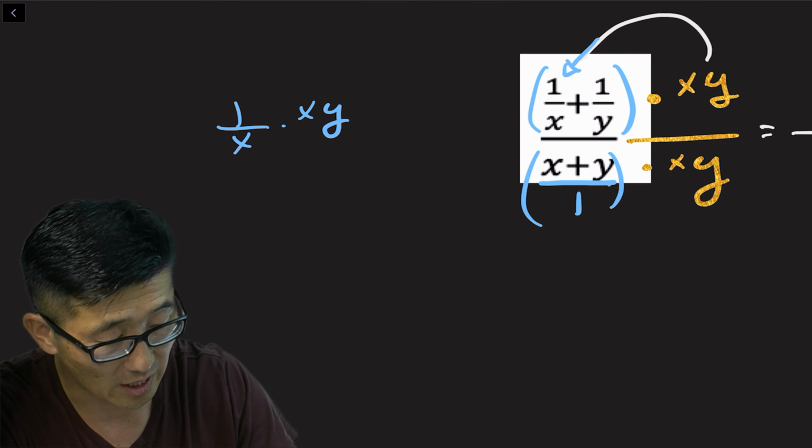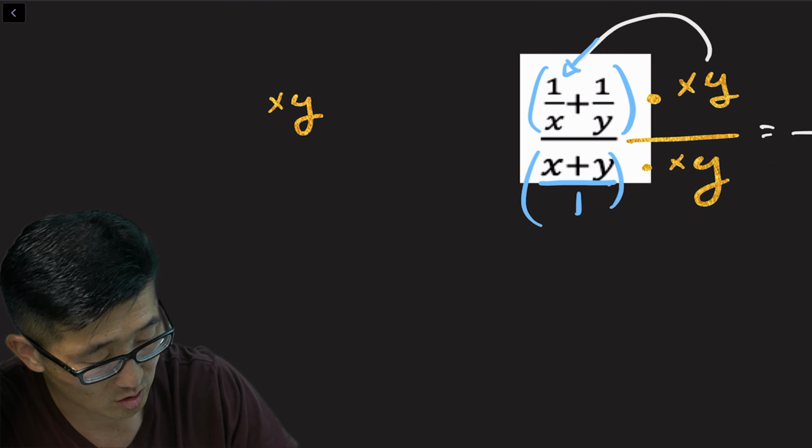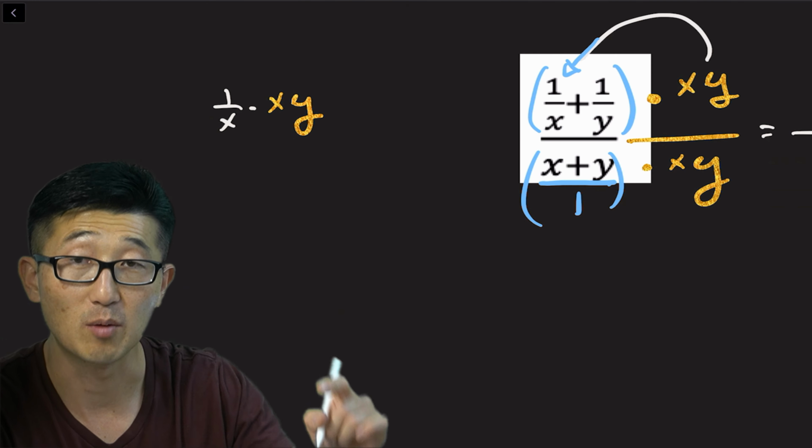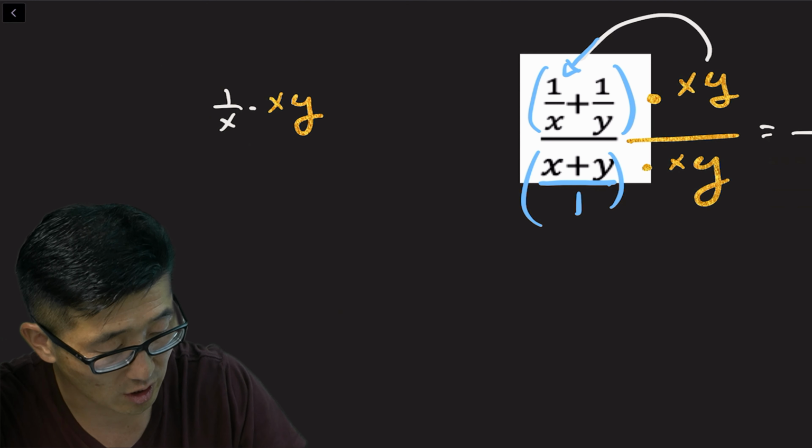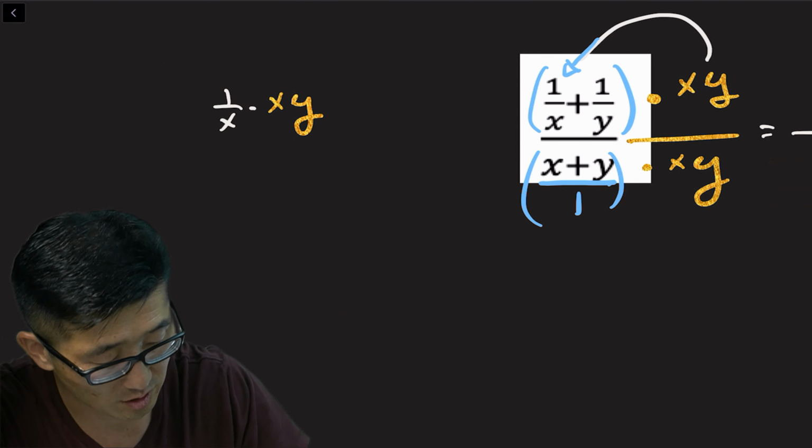Actually, maybe this might help. If I make this gold, and this right here is 1 over x, and if I multiply those two together, you cancel out the x, and the answer is simply what? Y. So if I distribute x and y to the first fraction, you can cancel out the x's. All you'll have left is the letter y right there.